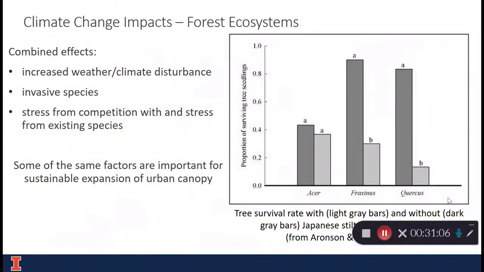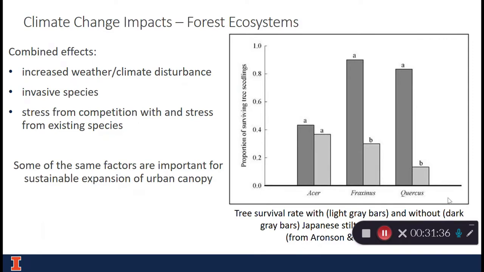But all of those climate changes not only put stress and disturbances on our native forest species, but they also can make more conducive conditions for invasive species. So at the same time that we have these stressors on our native forest species, we also have the competition from invasive species. And the stress from competition adds to the already existing stress from climate change on existing species.